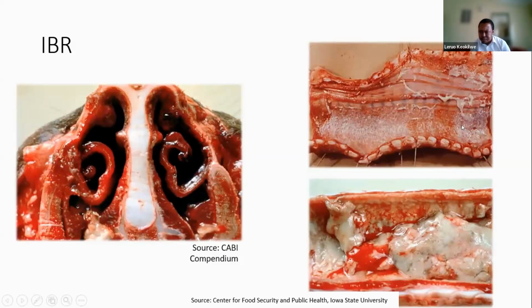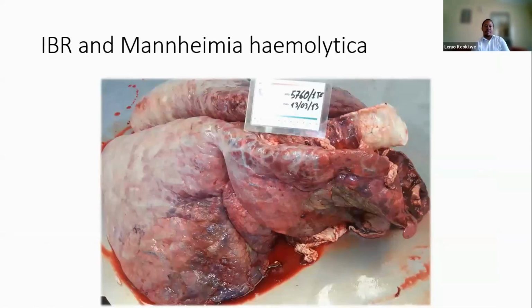and the infective process that we can see with infectious bovine rhinotracheitis and the accumulation of fibrinous material in the lumen of the trachea. We can have mixed infection. So in this case, this is the lung that was presented at postmortem. And on further investigation, it was infectious bovine rhinotracheitis with Mannheimia hemolytica infection.